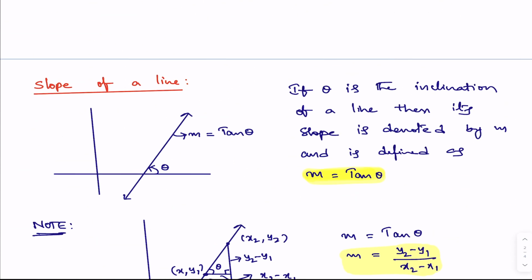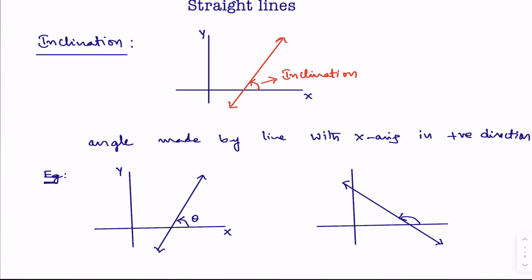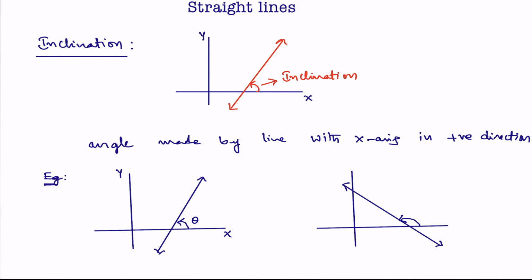So this is the concept we have related to inclination and slope. What is inclination? Inclination is the angle made by a line with the x-axis in the positive direction. What is the inclination of x-axis? 0 degrees. Inclination of a line parallel to x-axis? 0 degree. Inclination of y-axis? 90 degree. Inclination of a line parallel to y-axis? 90 degree. Inclination of a vertical line? 90 degree. Inclination of a horizontal line? 0 degree. Horizontal line means it's parallel to x-axis.